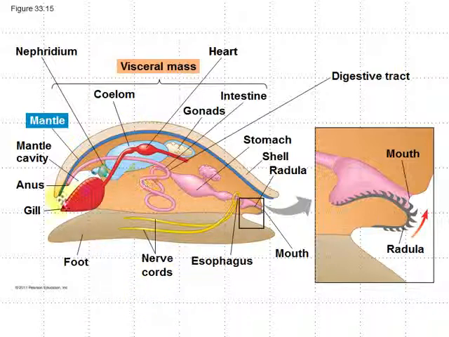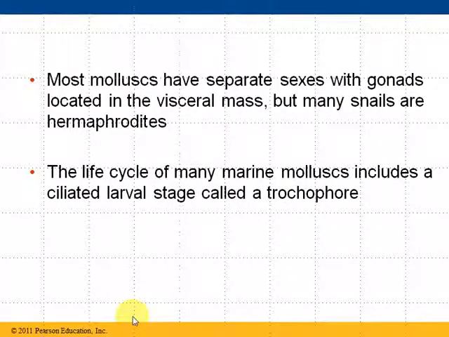Perhaps not a true brain, but they do have a basic nervous system that runs throughout most of the body as well. Most of the mollusks have separate sexes with gonads located somewhere in that visceral mass, but many snails are hermaphrodites. So again, we still see the more simple types of sexual reproduction here. The life cycle of many of the marine mollusks include a ciliated larval stage called a trochophore. So again, we're still seeing kind of a larval stage where the initial offspring look different from the final adult.